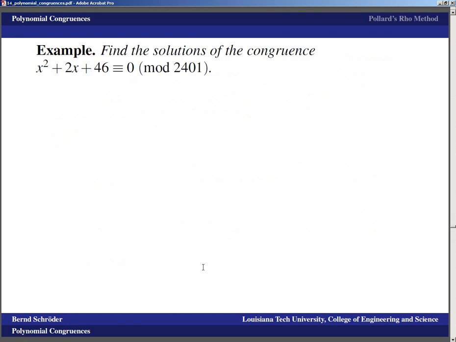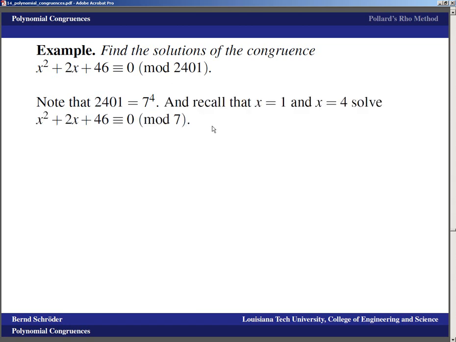Okay, so let's solve one, actually. We want to find the solutions of the congruence x squared plus 2x plus 46 equivalent to 0 modulo 2401. Well, note that 2401 is 7 to the 4th. I know that, of course, because I've set it up and we can verify it, because 7 times 7 is 49. If you multiply that by 7, you end up with 343. And if you multiply 343 by 7, you end up with 2,100 plus 280 plus 21. So that's 2,100 plus 301, which is 2,401.